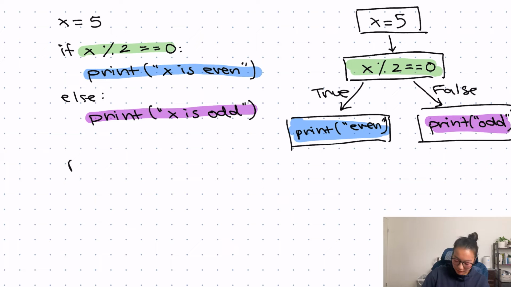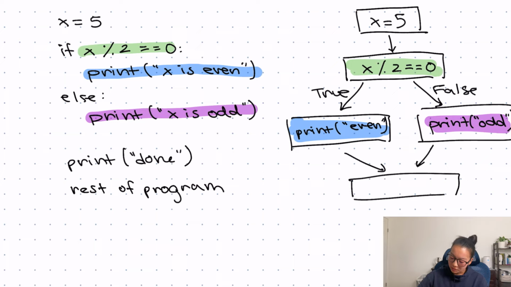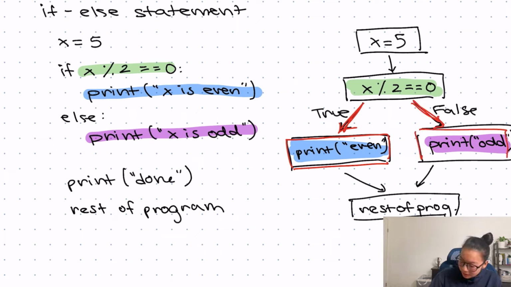And then at the very end, maybe we add like a print done or something. But whatever the rest of the program is, after these two are done executing, they both end up in the same place, which is the rest of the program. All right, so this if-else simply creates this branch over here. It creates this true into this set of code, and then this false into this other part of the code.